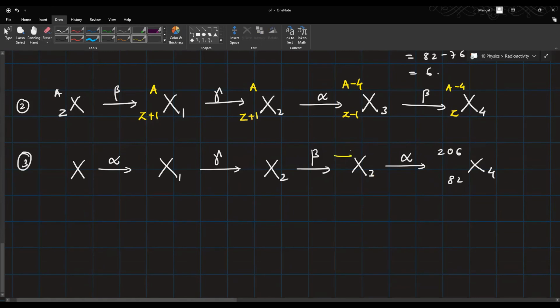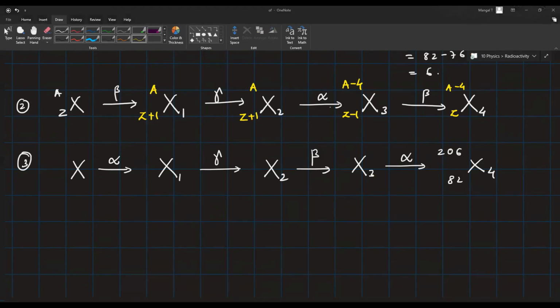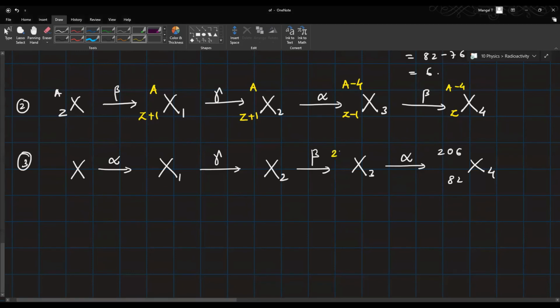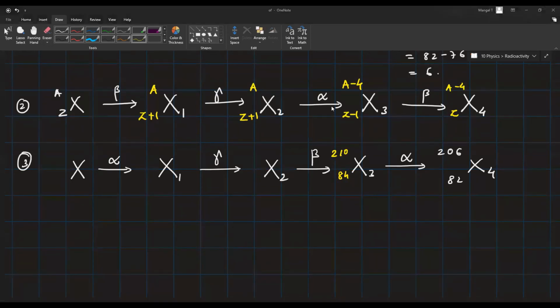So Sanay, what will be this? He's not there, I think. So you have 210, and this is 84. Do you understand that? This is 210, when reduced by 4, becomes 206. And this is 84, when reduced by 2, it becomes 82. Do you follow that? Okay.